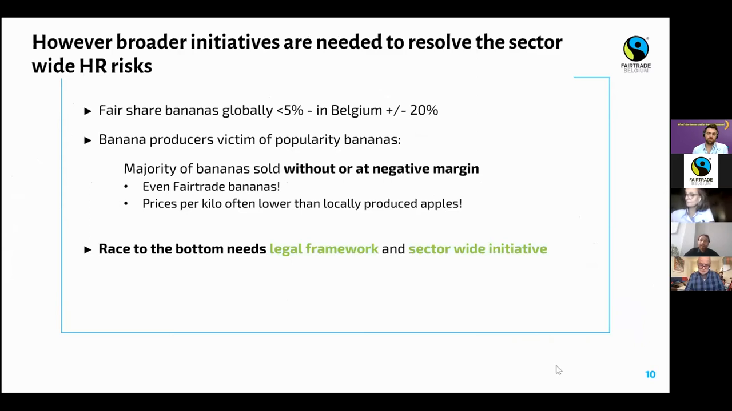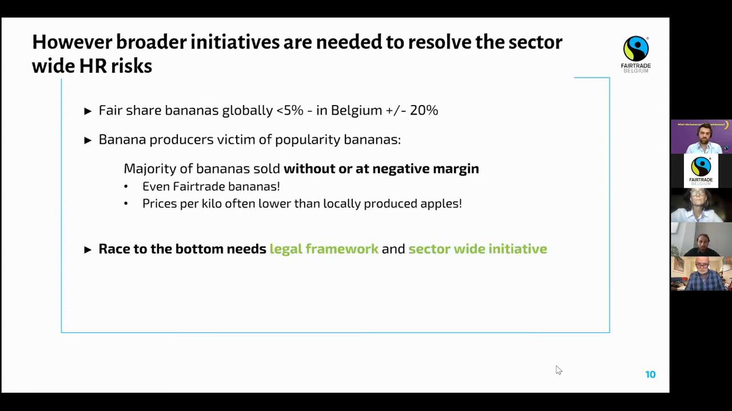And also, banana producers are a bit victim of the popularity of bananas also here in Europe. It's one of the best-selling SKUs in the retailer. And there is a big part of bananas that are sold without or with negative margin even. Because of this competition, bananas are used as a competition tool.